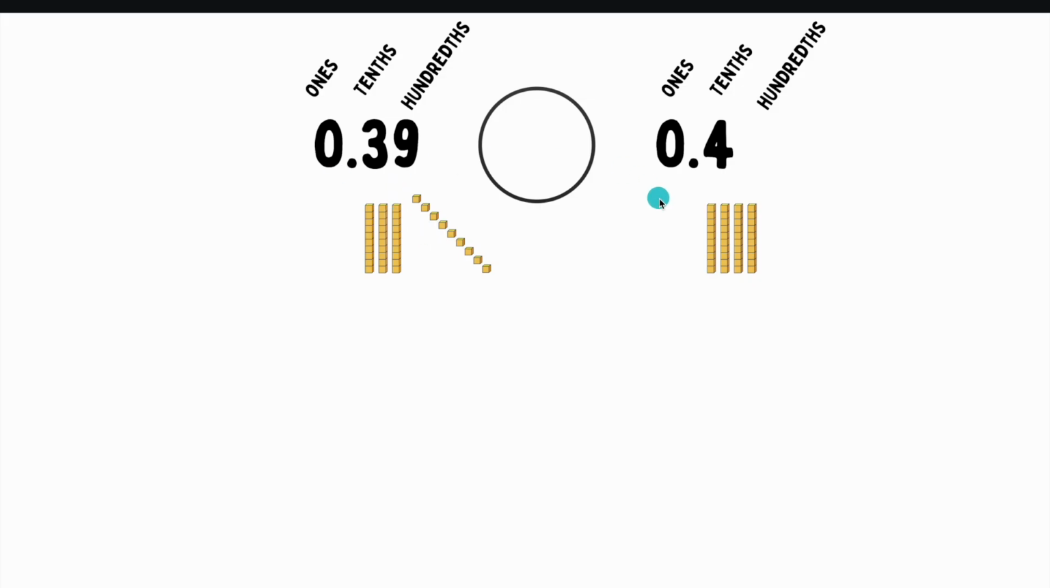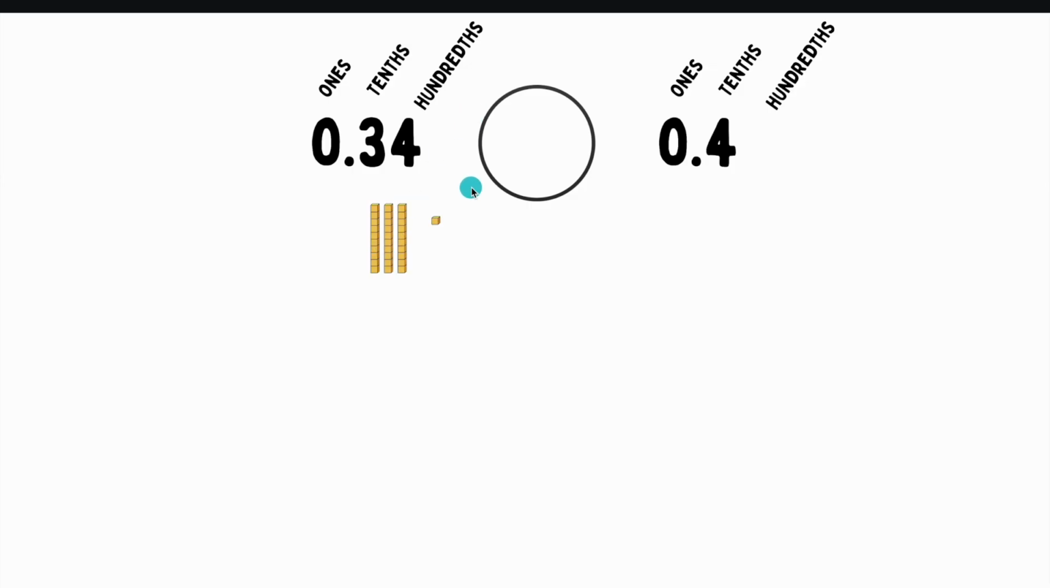We notice that they both have 0 ones, and 3 tenths is less than 4 tenths. 4 tenths is greater. At first glance, 0.39 might appear greater than 0.4. But remember, we look at the ones place, then the tenths place, then the hundredths place. 4 tenths is more than 3 tenths.